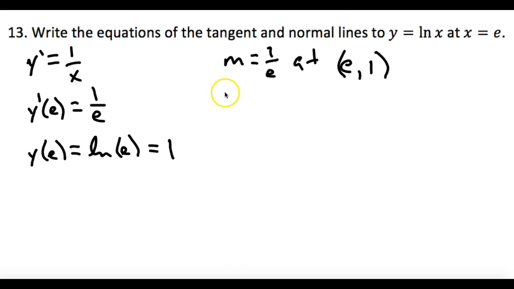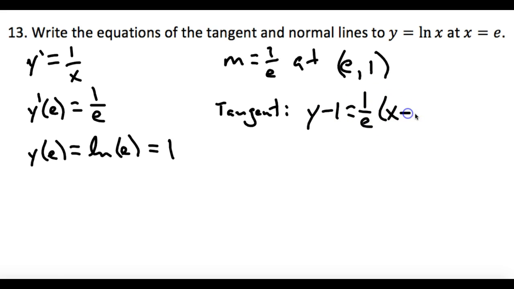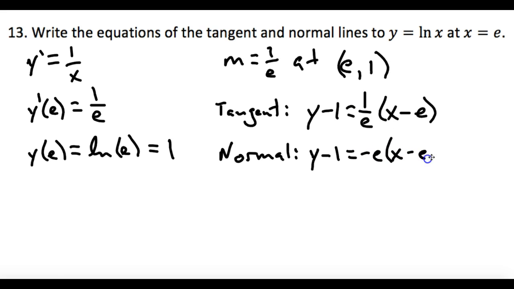So my tangent line then will be y minus 1 equals 1 over e times x minus e. My normal line then is the same thing, just the opposite reciprocal slope. So y minus 1 equals, that would be negative e over 1 times x minus e.